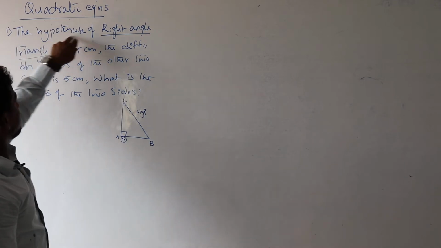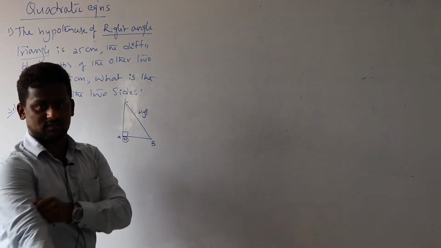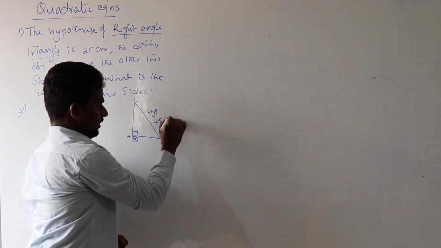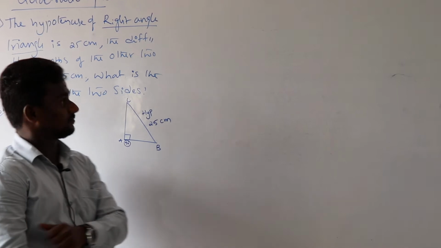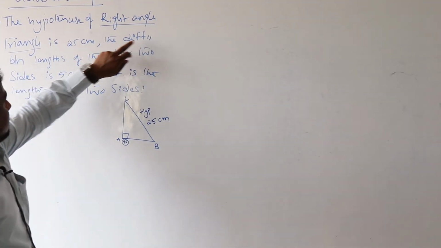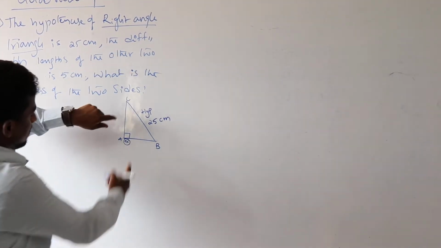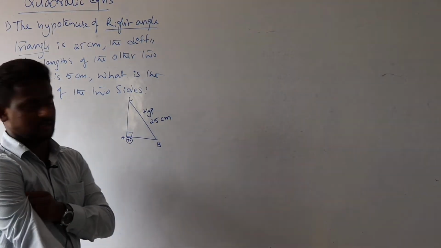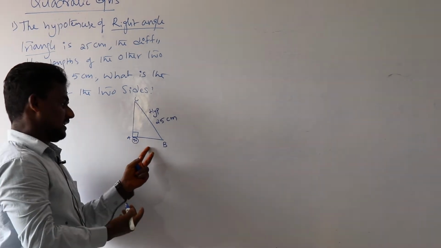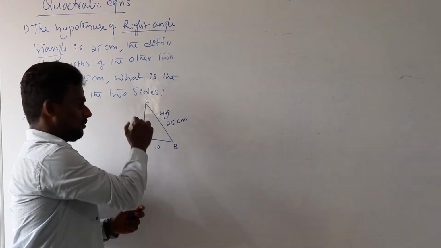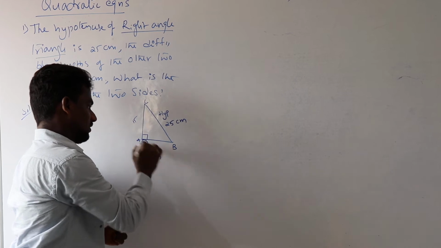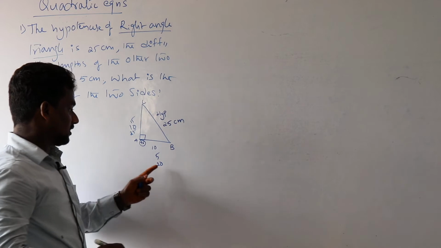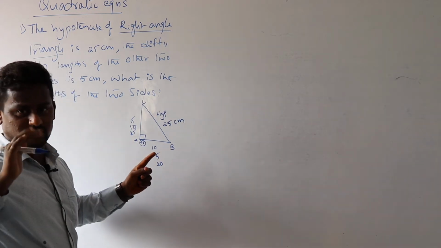The hypotenuse of the right angle triangle is 25 centimeters. So this value is 25 centimeters; this value is given. Next, the difference between the other two sides is 5 centimeters. Means if one of the sides is 10 centimeters, the remaining is 15. If one of the sides is 5, the remaining is 10. If one side is 20, the remaining side is 25. The difference between the two sides will be 5 centimeters.